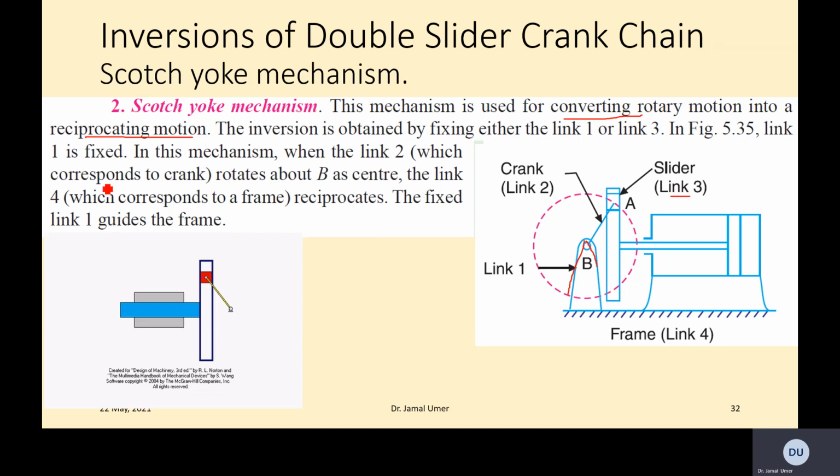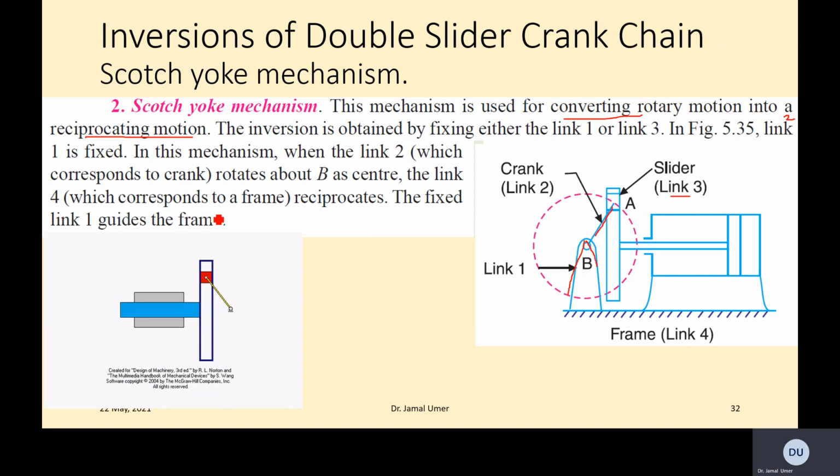So in figure, link 2 corresponds to crank. So that's this link 2. Link 2 corresponds to crank, rotates about B as a center. So in this particular example, this rotates around B.